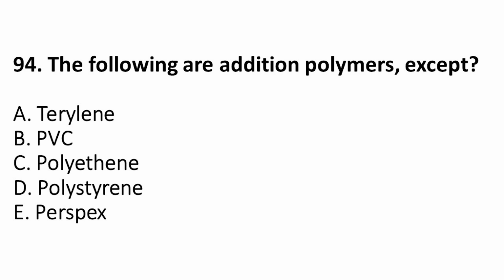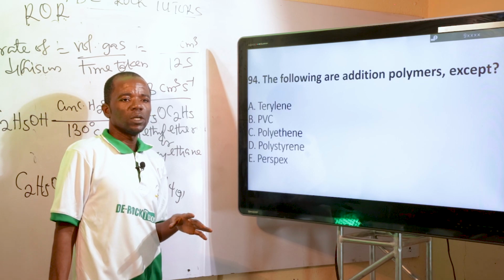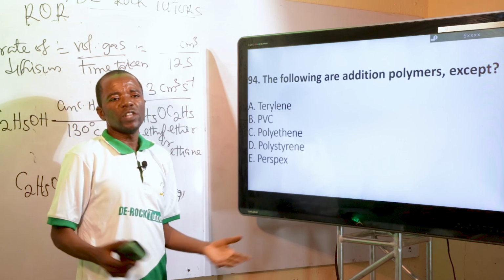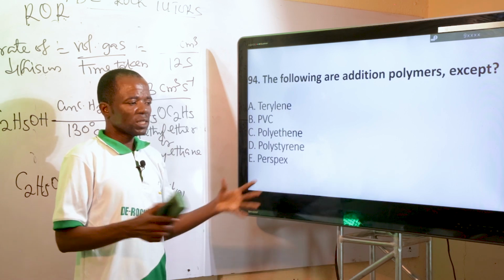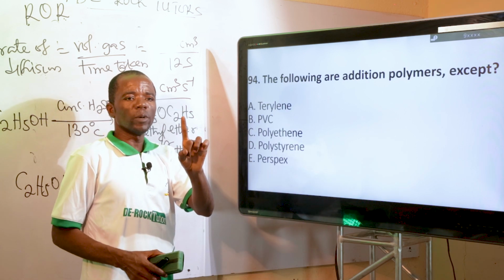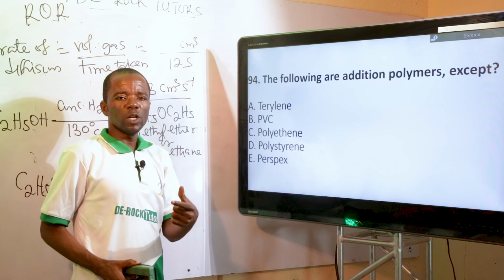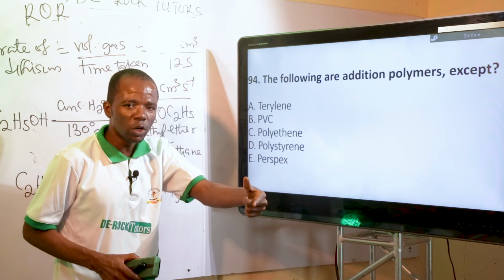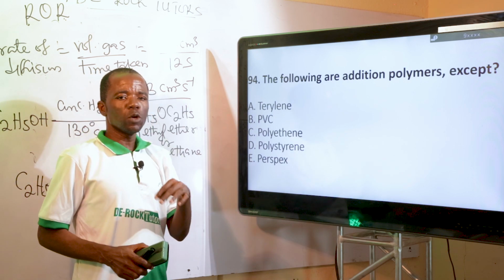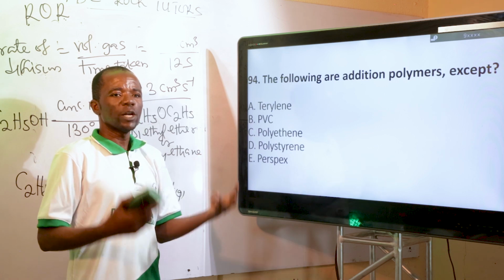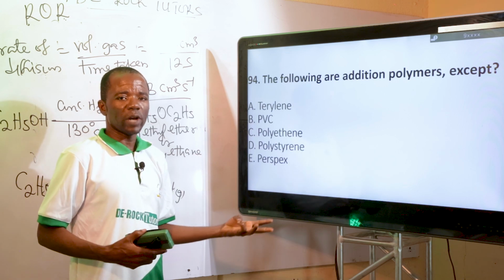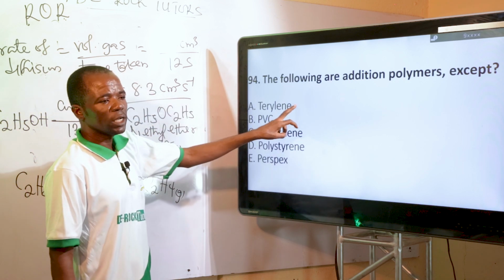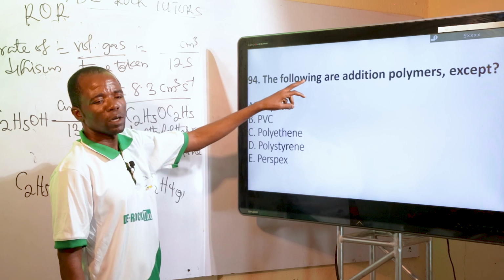Number 94. The following are addition polymers except. Now we know that we have two types of polymerization: addition polymerization and condensation polymerization. The difference between the two of them is simple. During addition polymerization, several monomers combine to give a single polymer. That's all. But in the case of condensation polymerization, two or more monomers will combine together to produce a condensation polymer, and then there is elimination of small molecules of substances like water, hydrogen chloride gas, and ammonia. Now looking at the options here, terylene is definitely not an addition polymer.